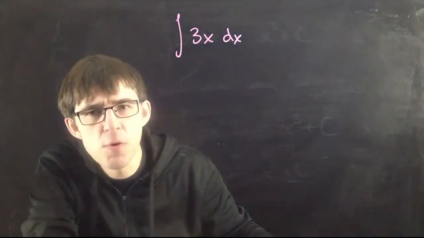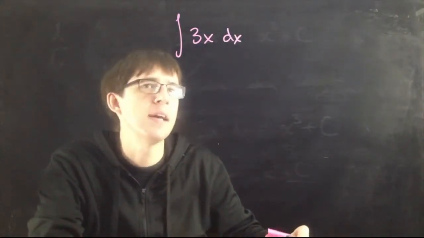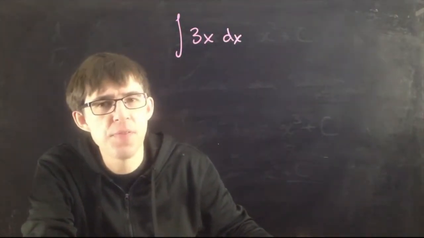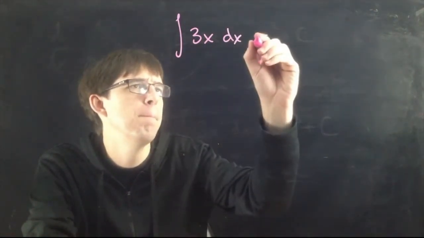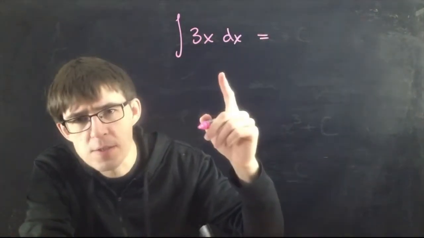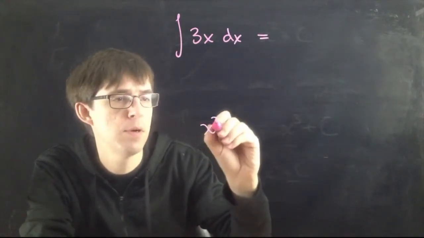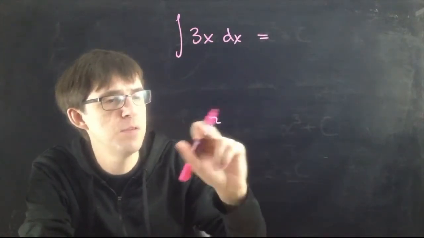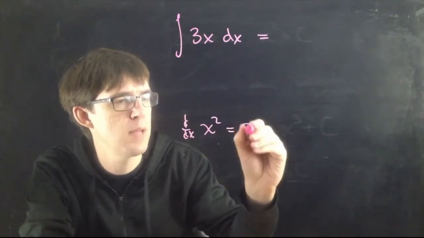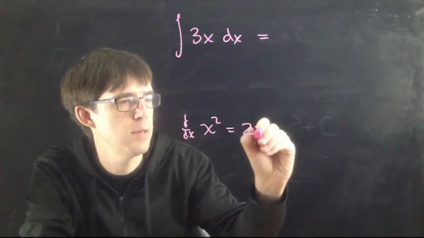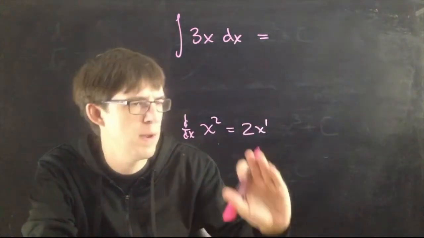How about that? The integral of 3x dx. The antiderivative of 3x. What is that going to be? You know, for 2x, we used x squared because when you take the derivative of x squared, the 2 comes down in the front, and then the exponent decreases to 1, and you get 2x to the 1, right?